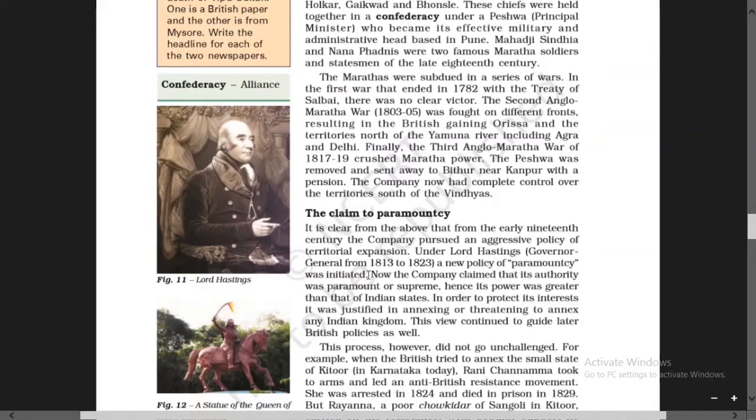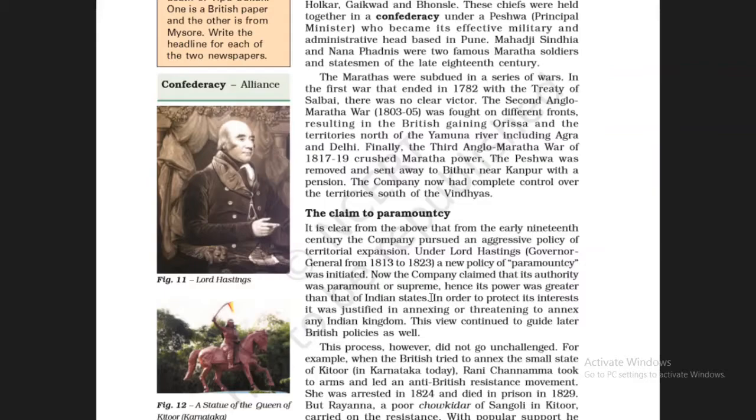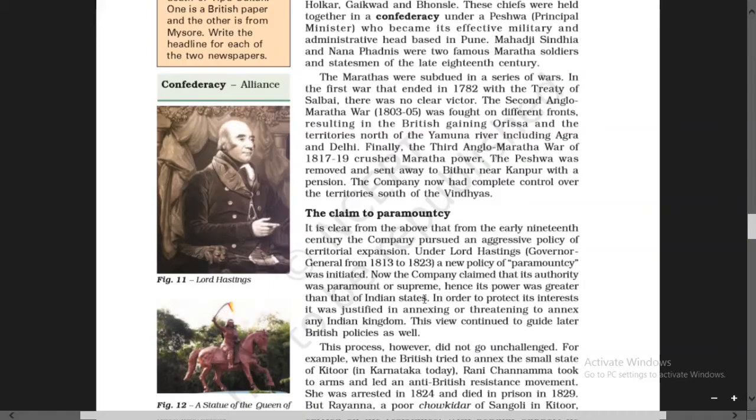Was initiated means having supreme. Now the company claimed that its authority was paramount or supreme. Hence, its power was greater than that of Indian states. Paramount means powerful or supreme.